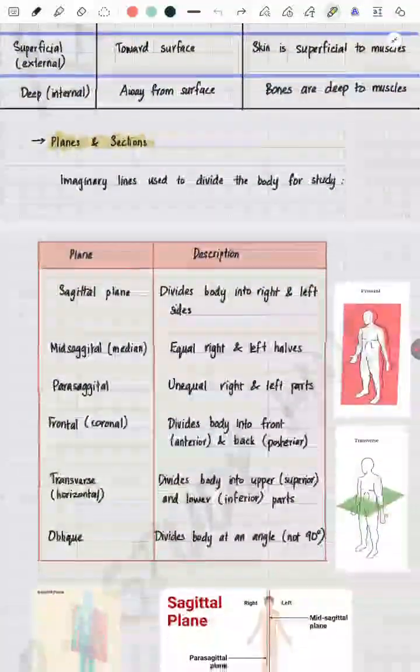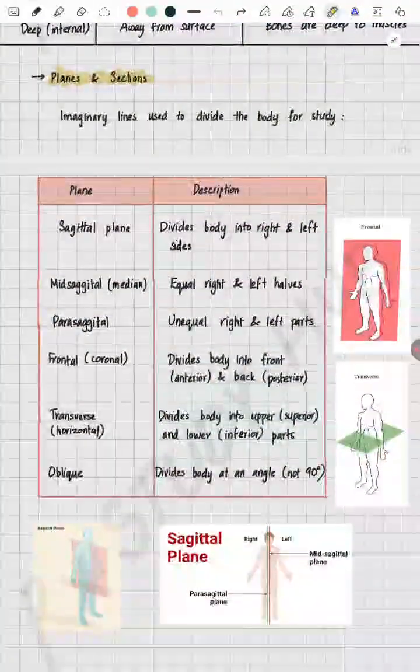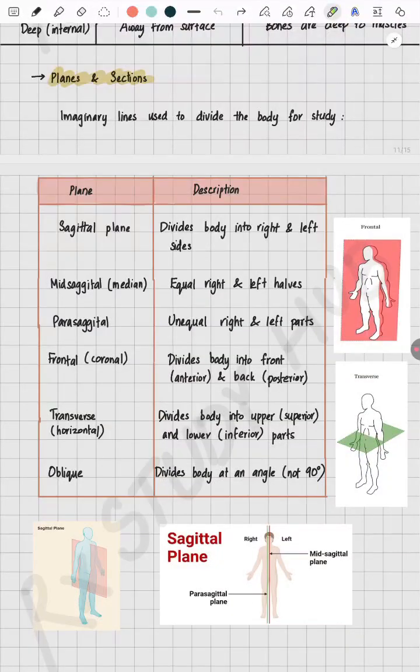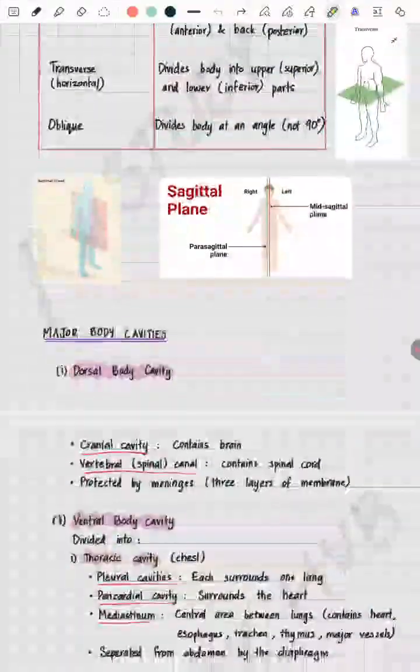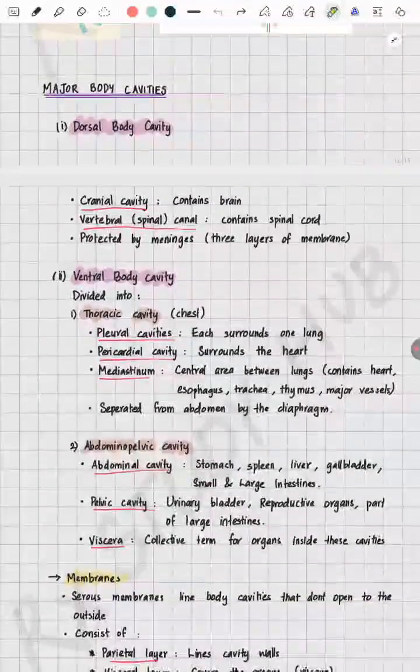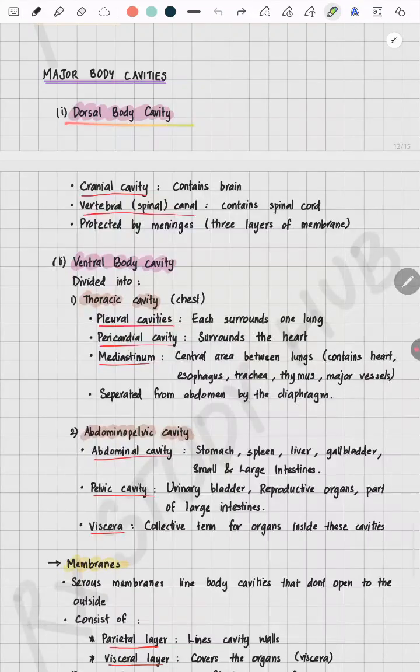The body contains several cavities that protect organs and allow them to move. The dorsal cavity contains the brain and spinal cord. The ventral cavity contains the thoracic cavity, which houses the heart and lungs, and the abdominal cavity, which contains the stomach, liver, intestines, bladder, and reproductive organs. These cavities are lined by serous membrane, which reduces friction between the organs.